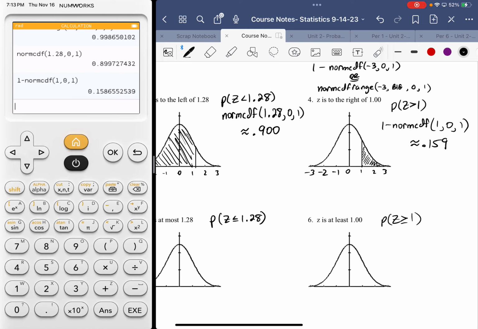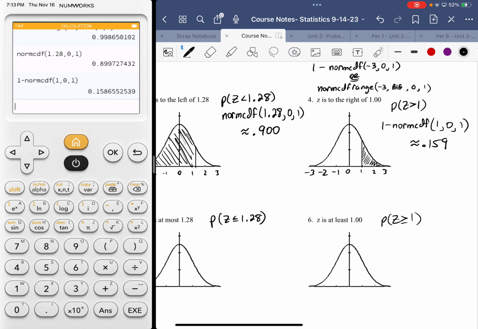This side here, from 0 all the way down to negative infinity, that's half of the graph. That's 50%. 50% plus 34%, 84%. What's left over, about 16%. All right, so it's pretty consistent.